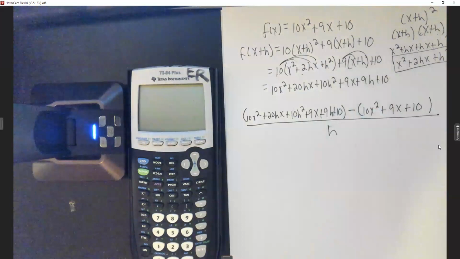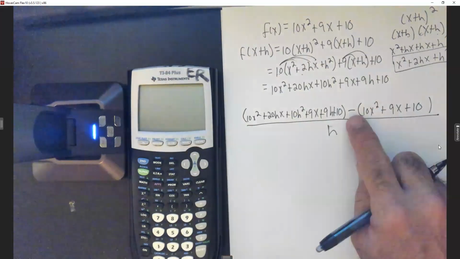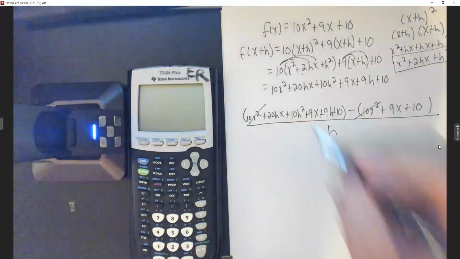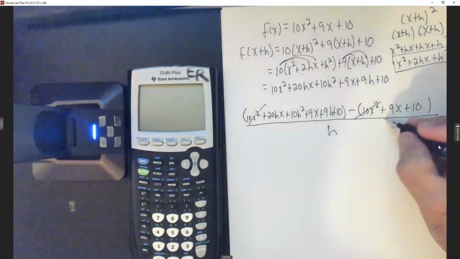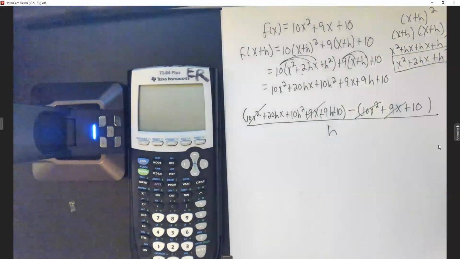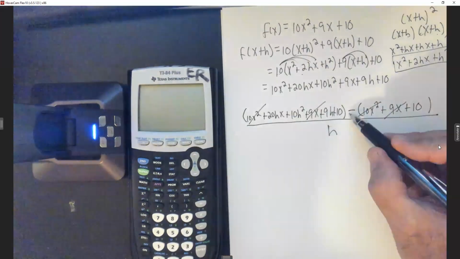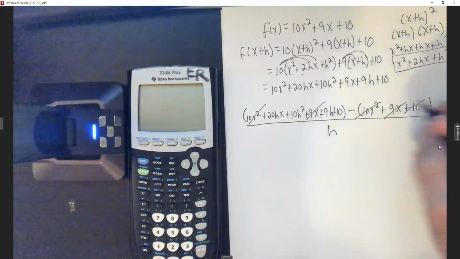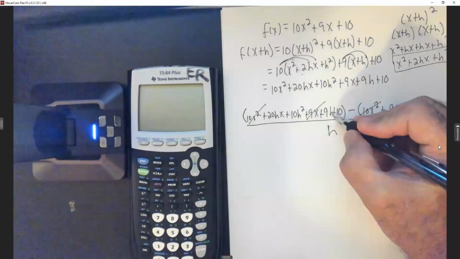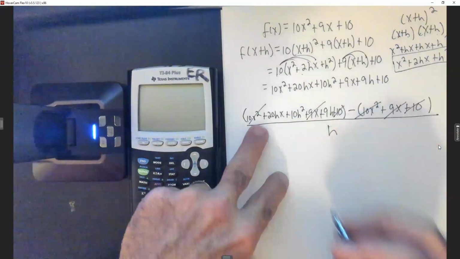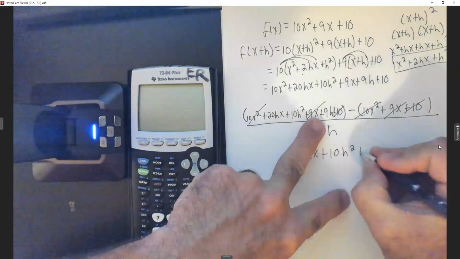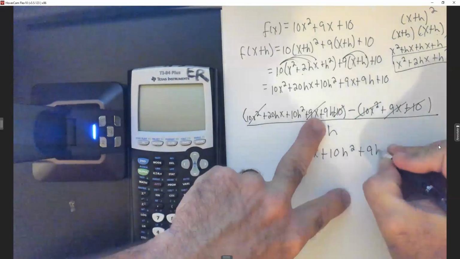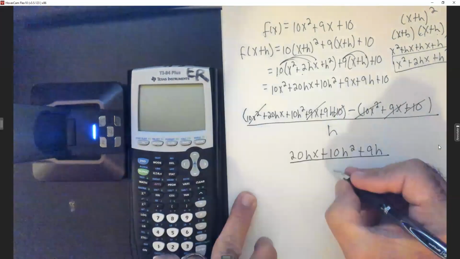So watch this. Negative 10x squared cancels with a positive 10x squared. That's going to make that a negative 9x. It's going to cancel with a positive 9x. That negative is going to make that a negative 10. It's going to cancel with that positive 10. So what's left is a 20hx plus a 10h squared plus 9h all divided by h.